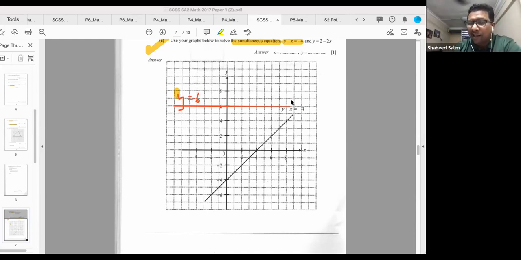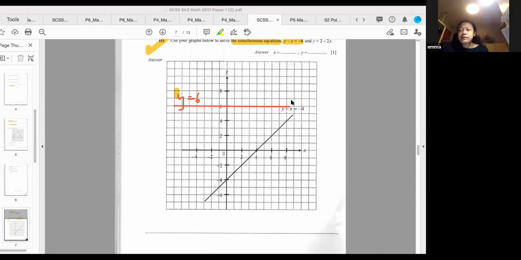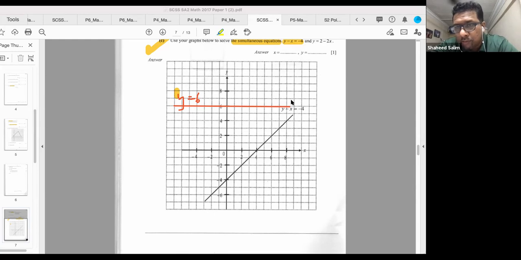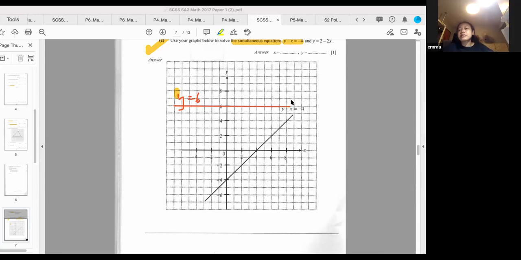So what is the gradient of Y equals 6? Gradient, what's the slope? Look at the slope. Any slope? No slope. So the slope is 0.